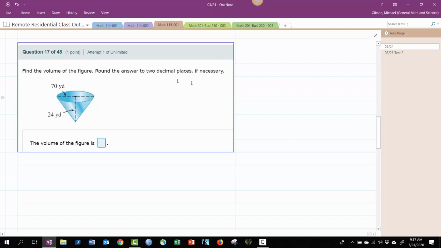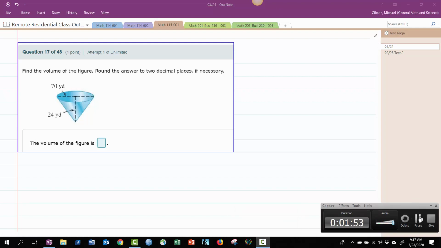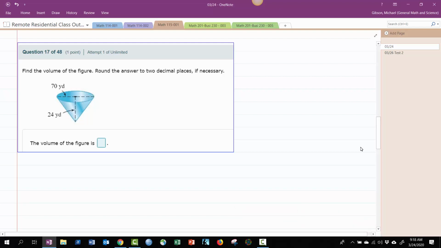Find the volume of the figure. Round the answer to 2 decimal places if needed. This is going to be the same kind of thing. This is a cone. The formula for the volume of a cone is volume equals 1/3 pi r squared h. Okay, now remember we've got this oddity in Connect Math.